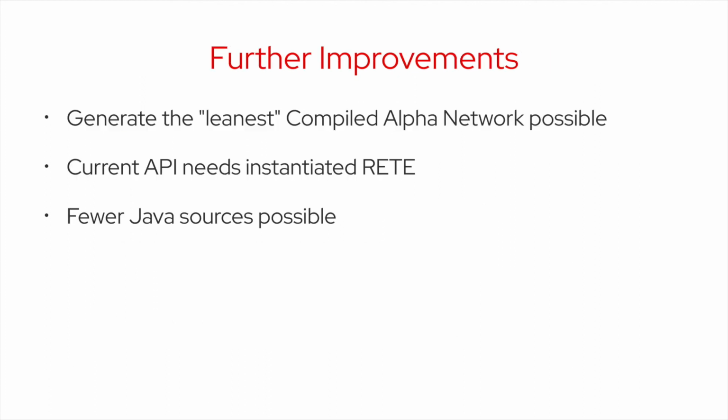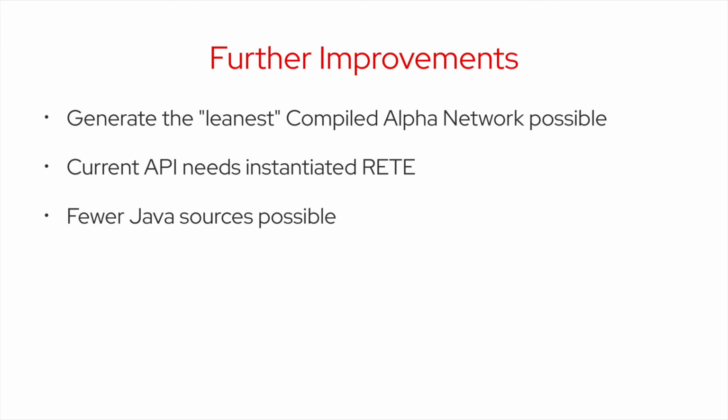Let's talk about further improvements. We don't consider compiled alpha network only as a performance optimization, but we think in the future it could become also a lean representation of an alpha network without using the full Rete. The work of the DMN alpha network is still a work in progress.